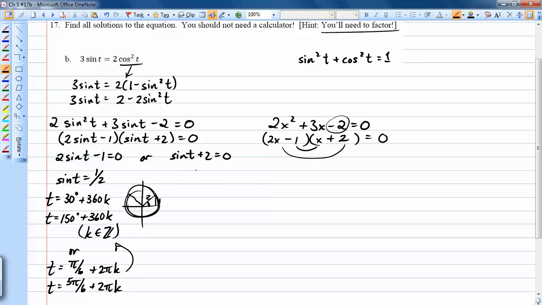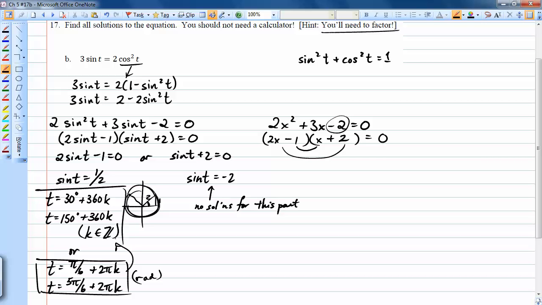We still have this part over here. So sine t in this case would be negative 2. If you try to use your calculator to do sine inverse of negative 2, you're going to get an error, and the reason is, remember, sine has to always be between negative 1 and 1. So this one doesn't give any answers, right? So no solutions for this part. So really all of our solutions are right here in radians, or right here if you're working in degrees.